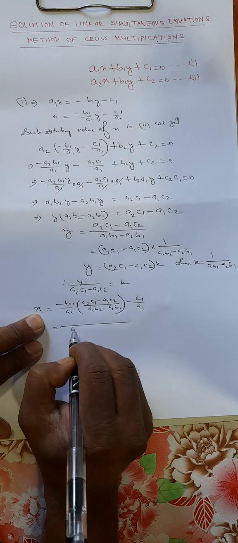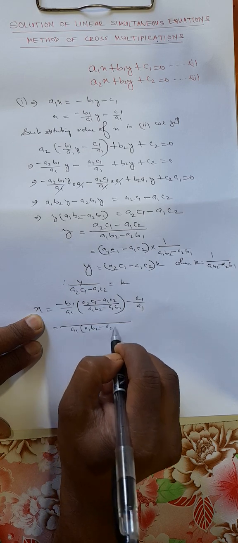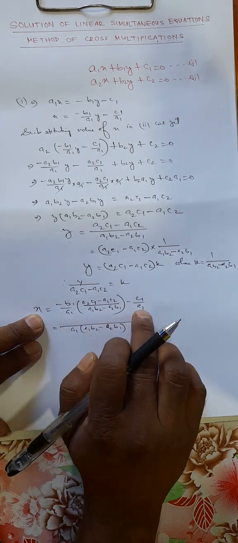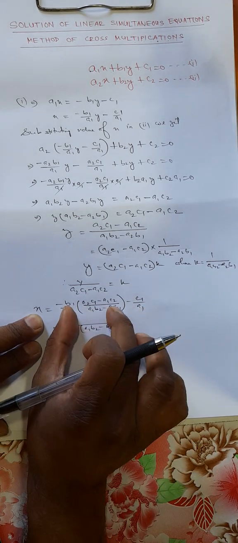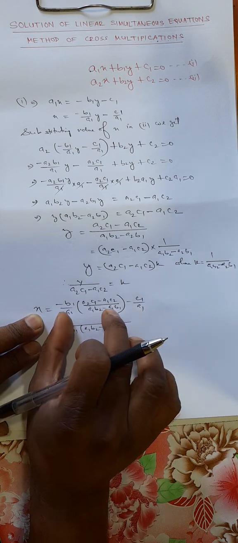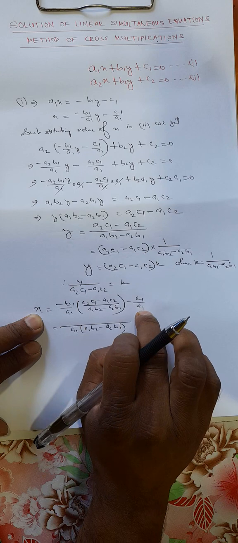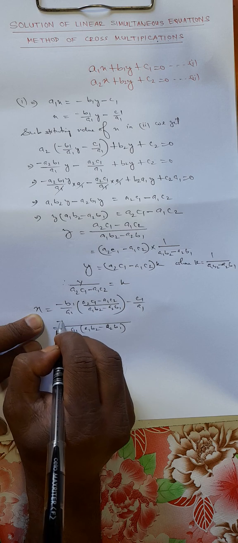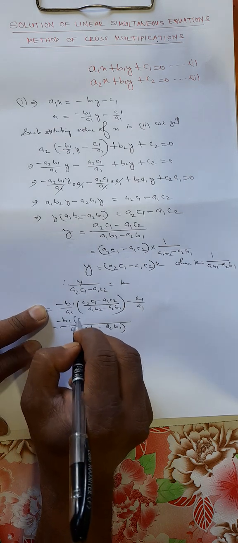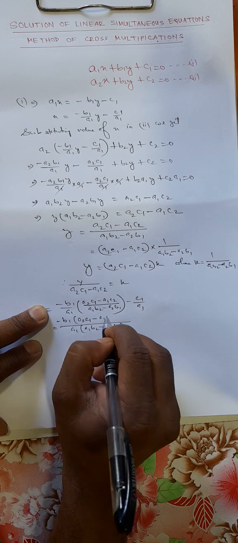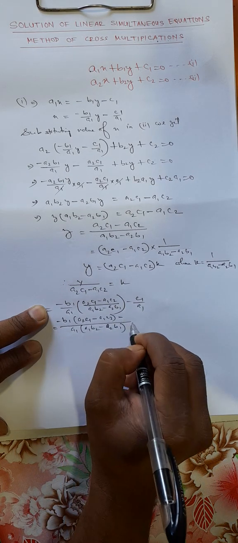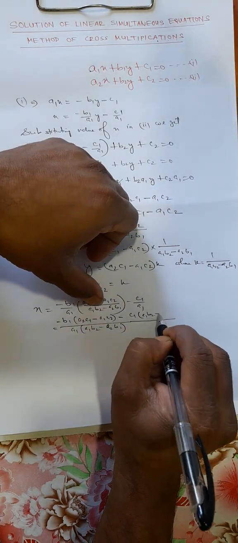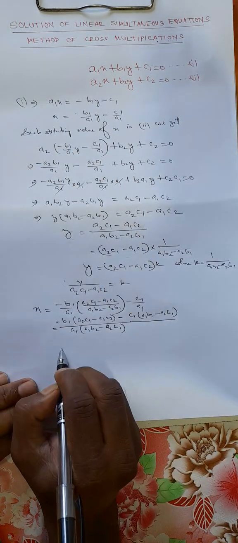The LCM will be a1 into (a1b2 minus a2b1). The LCM of this and this is this, since the denominator is a multiple of the denominator of c1, so the LCM will be this. Now you find the numerator as b1 into (a2c1 minus a1c2) minus c1 into (a1b2 minus a2b1), right?